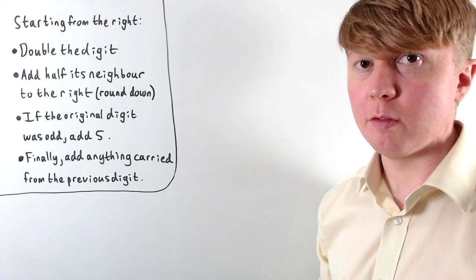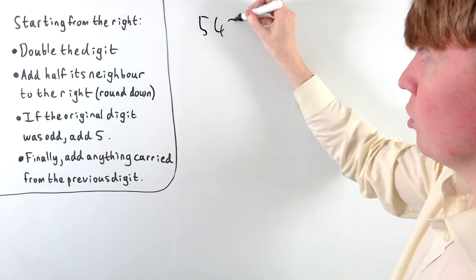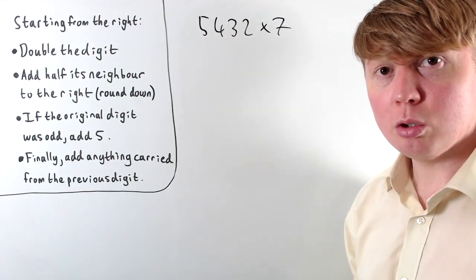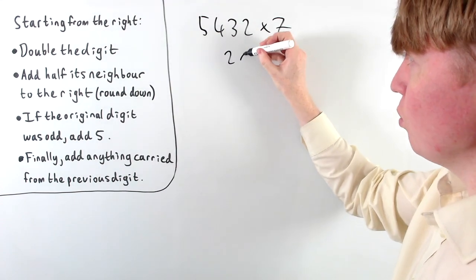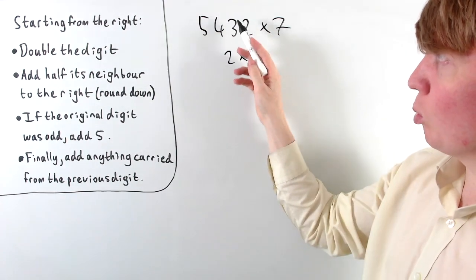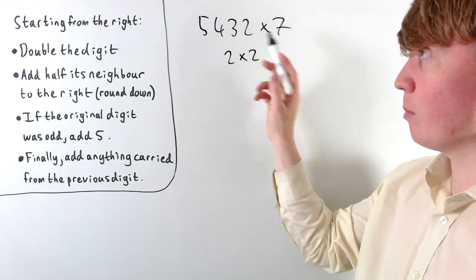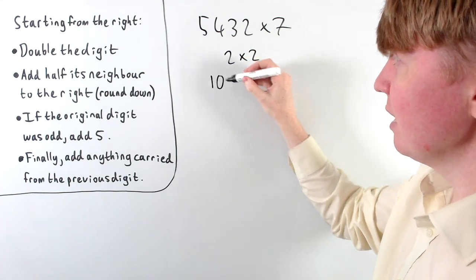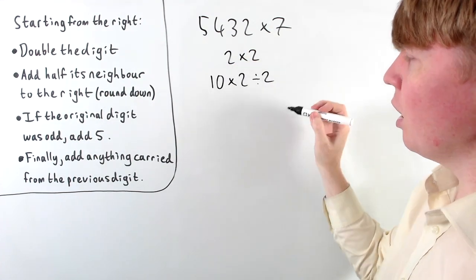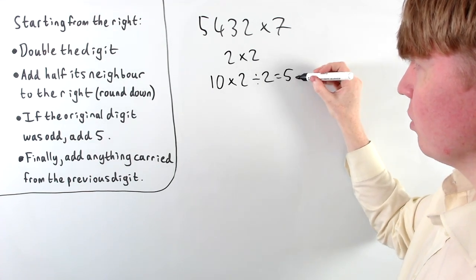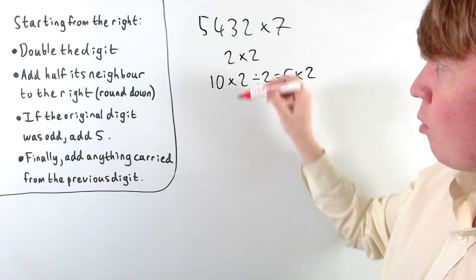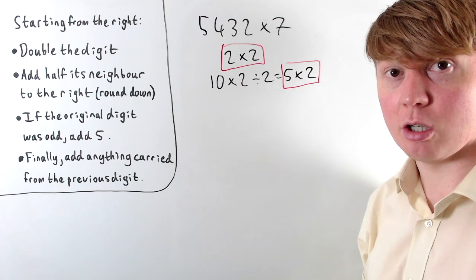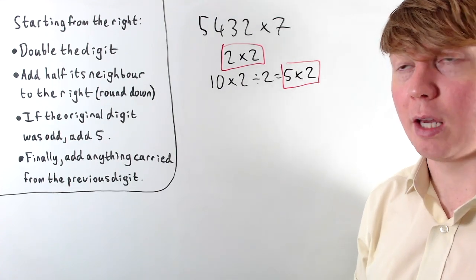So now let's try to understand why this method works by taking a closer look at exactly what we've just done with all of these steps. So we had 5,432 times 7. So focusing first of all on the 2, all we did with the 2 was double it, so we had 2 times 2, but then later on when we were working in the tens column we added half of the neighbour to the right, so we effectively took this 2, put it into the tens column, so we had 10 times 2, but then we also halved this, so this gives us a net result of having 5 times 2. So this is quite a nice way of seeing that we have 2 times 2, but then by adding half the neighbour in the next column, we also get a contribution of 5 times 2.